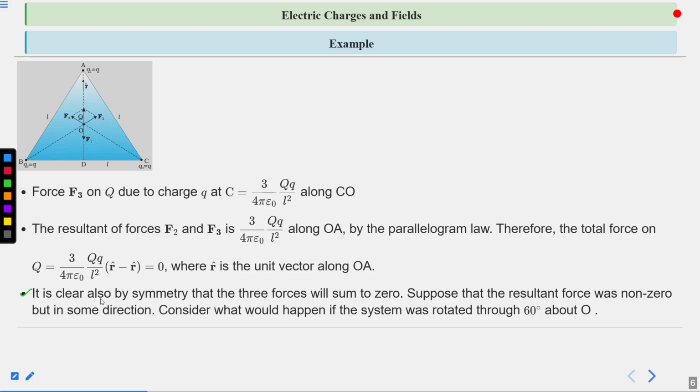It is clear also by symmetry that the three forces will sum to 0. Suppose that the resultant force was non-zero. If the resultant was non-zero, but in some direction, consider what would happen in that case if the system was rotated through 60° about O.